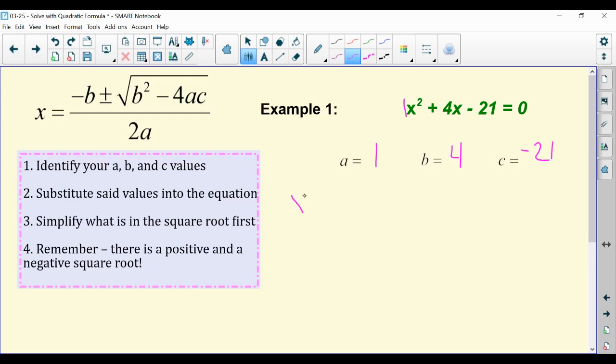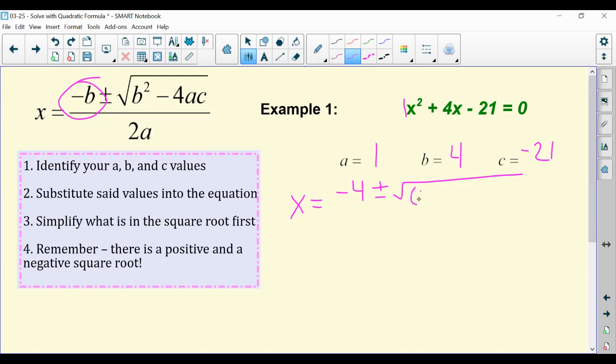So let's go ahead and start with our formula. x equals negative b. All right, negative b here, right? That means the opposite sign of b. So if my b is a positive 4, that means I'm going to now have a negative 4 up front. All right, then plus or minus the square root, and then underneath, b squared minus 4ac.